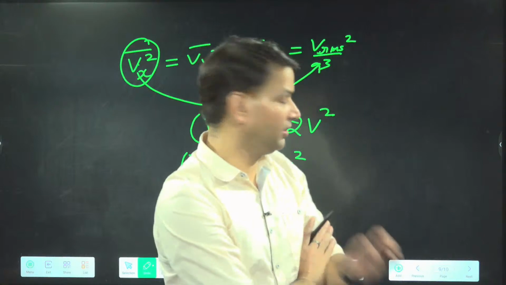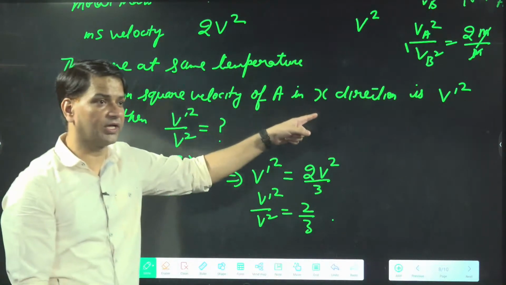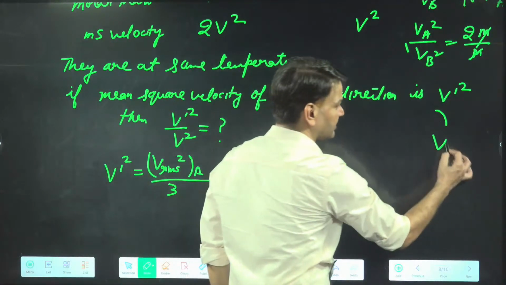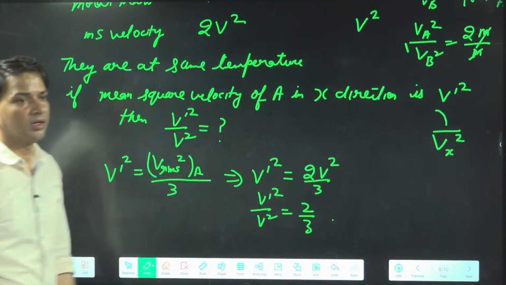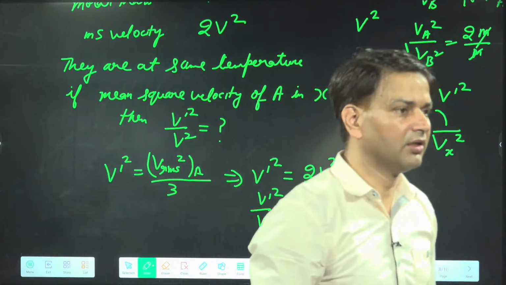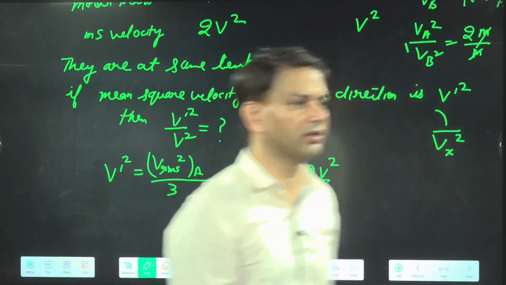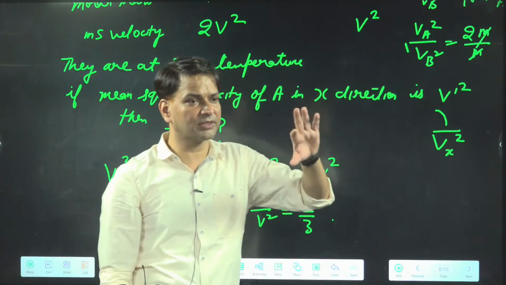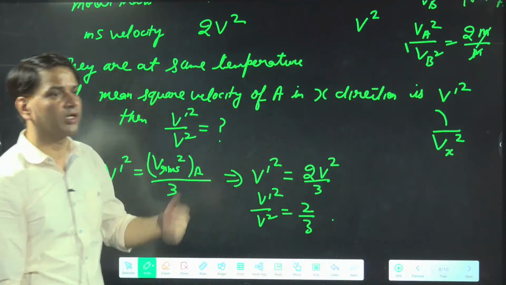I'm asking the ratio of the mean square, because V dash square I gave as the mean square velocity in the x direction. It means it is basically Vx square bar. For all directions it will be the same. That I used in the derivation, and then we got the formula pressure is 1 by 3 m into n by v into Vrms square. So V dash square means Vx square bar, and Vx square bar will be Vrms square by 3. Vrms square we already got as 2V square, so 2V square by 3. So the ratio will come 2:3.